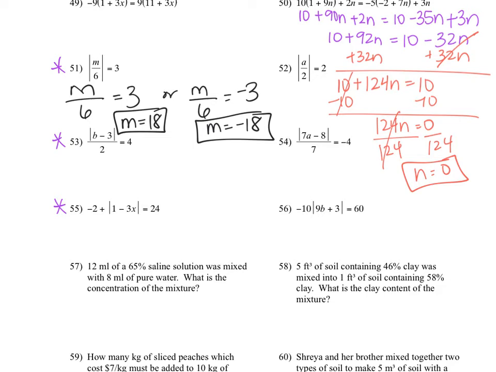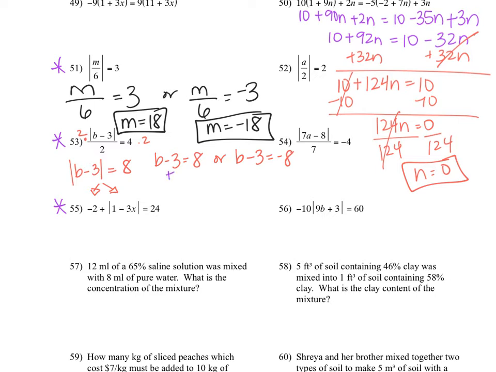And I'll show you with 53 right now. So it is not alone yet. So I'm going to multiply both sides by 2. So b minus 3 equals 8. And now I get to split my equation. So my first equation will be b minus 3 equals 8. Or my next equation would be b minus 3 equals -8.